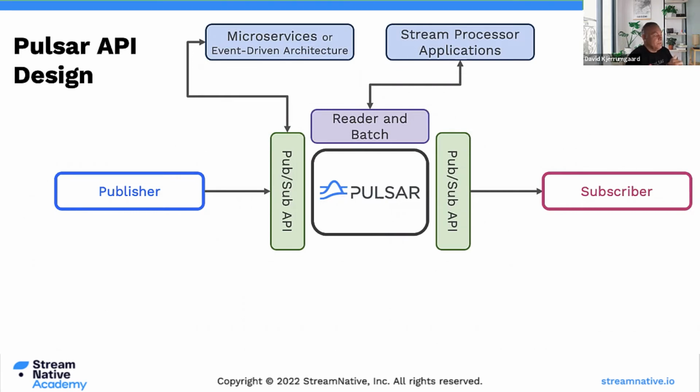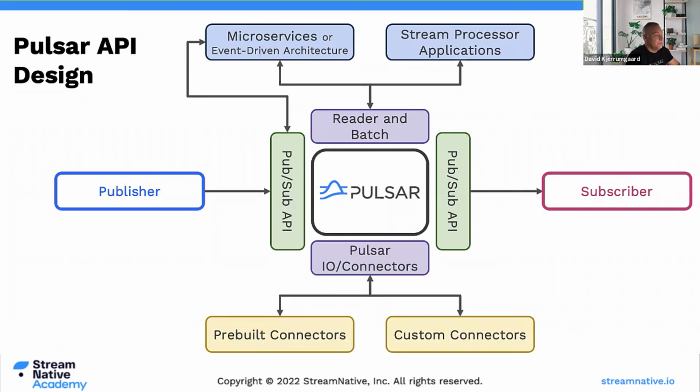Key being that you can apply the same API, the reader API and the pub sub API, to the exact same topic with different consumers to have access to the same copy of the data. Right. And so microservices can also use the reader batch API if you want to. You can go back, on an event being triggered, and read the last 100 events as well, things of that nature.